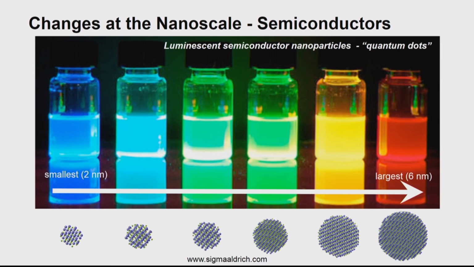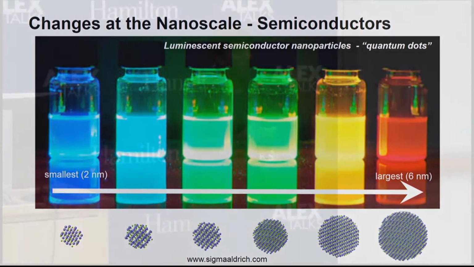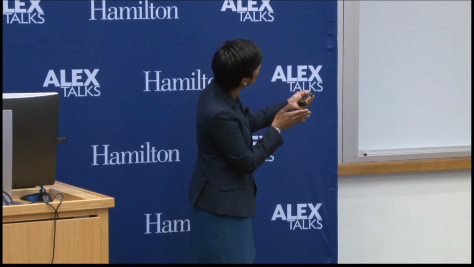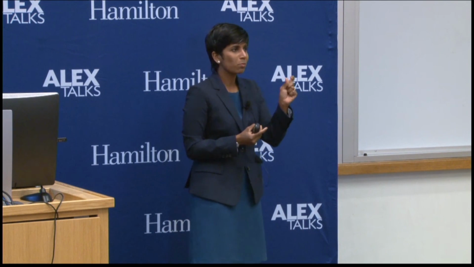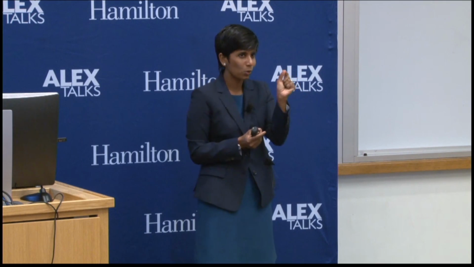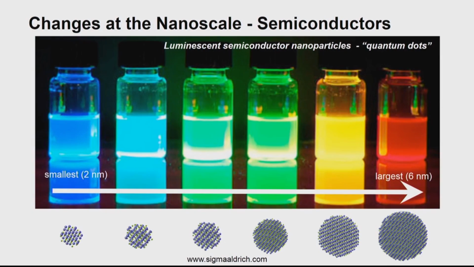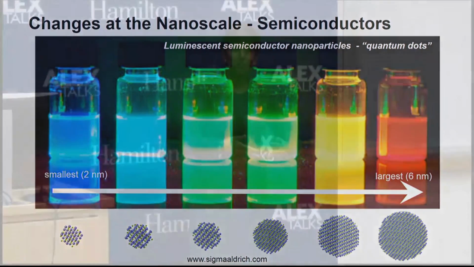So you might think, really, 2 to 6, that's not a big difference. But guess what? When you line them up this way, so the size is increasing, and you hit them with UV light, they glow in different colors. So just by changing the size ever so slightly, we can tune the colors that these semiconducting nanoparticles emit. These semiconductor nanoparticles are actually known as quantum dots, and maybe that term sounds a little more familiar.